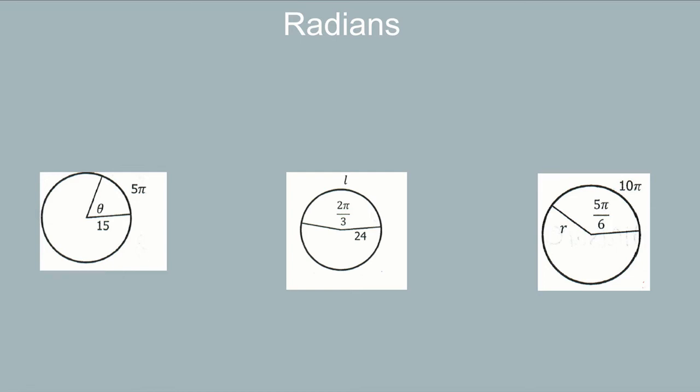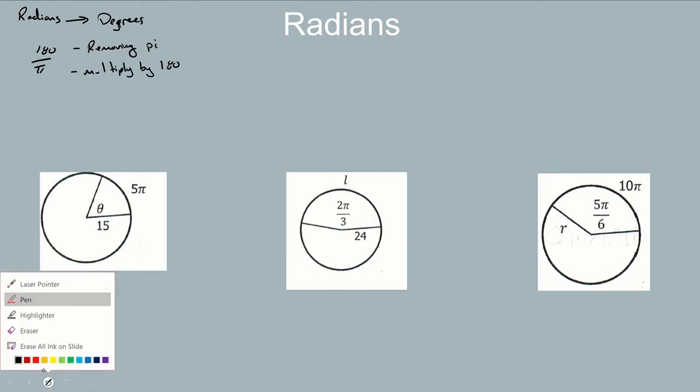So the thing about radians, we can convert radians to degrees by multiplying by 180 over pi. But remember, what we're actually doing is removing pi, and then we multiply by 180 and we simplify.